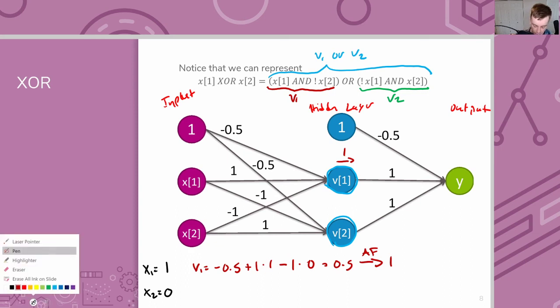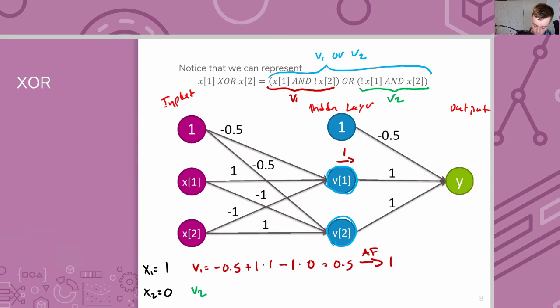What if we consider the second neuron in our hidden layer? So I use green for this one. V2. Well, its intercept coefficient is minus 0.5. Then minus 1 times 1 for feature 1. The coefficient for feature 1 is minus 1. And then the coefficient for feature 2 is plus 1. So plus 1 times 0. This gives us negative 1.5, which fed into our activation function will give us 0.